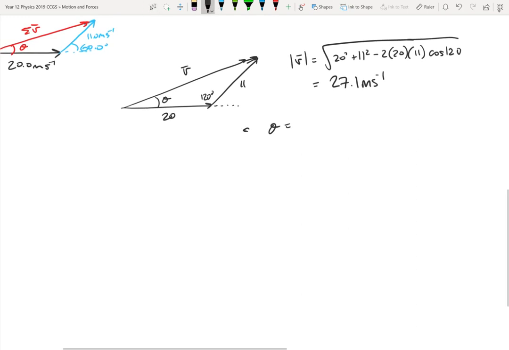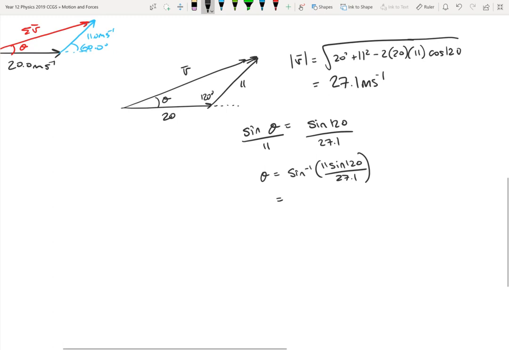Next, well, we're going to use sine theta on 11 is sine 120 on 27.1. And so theta, I'm going to do 2 steps here. I'm going to times both sides by 11 and then take the arc sine. Same deal. If you've got your calculator in radians, then you may get a completely whack answer.